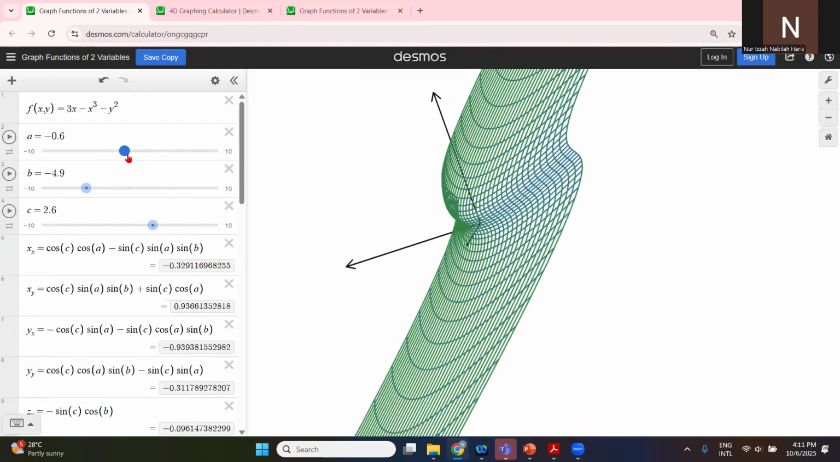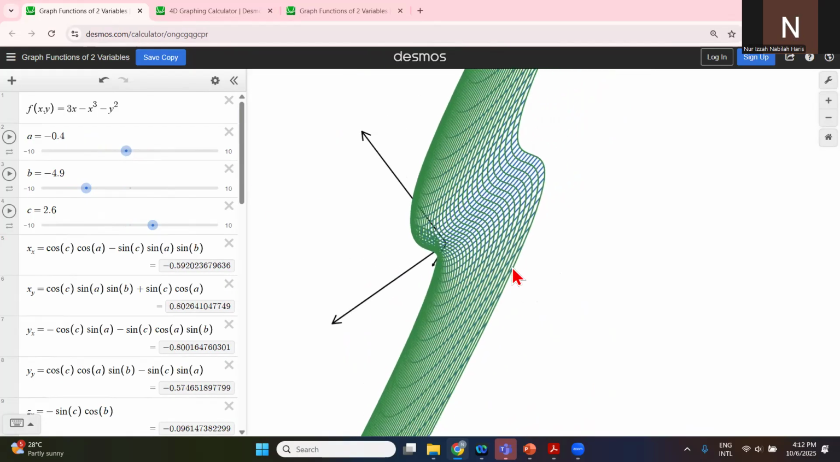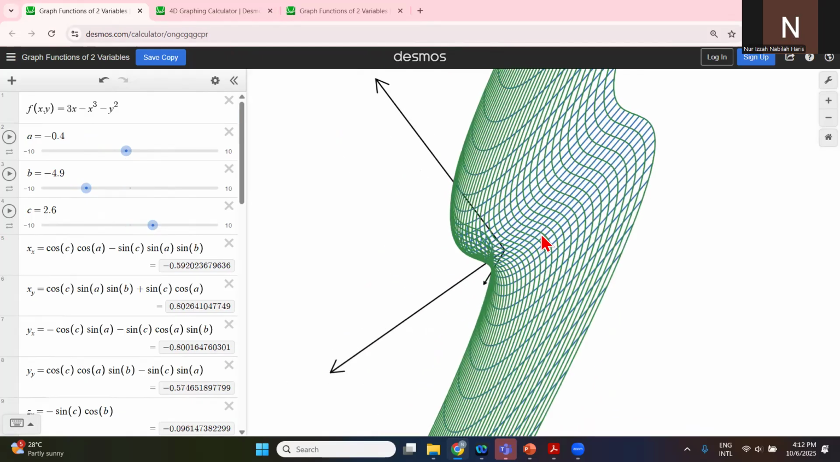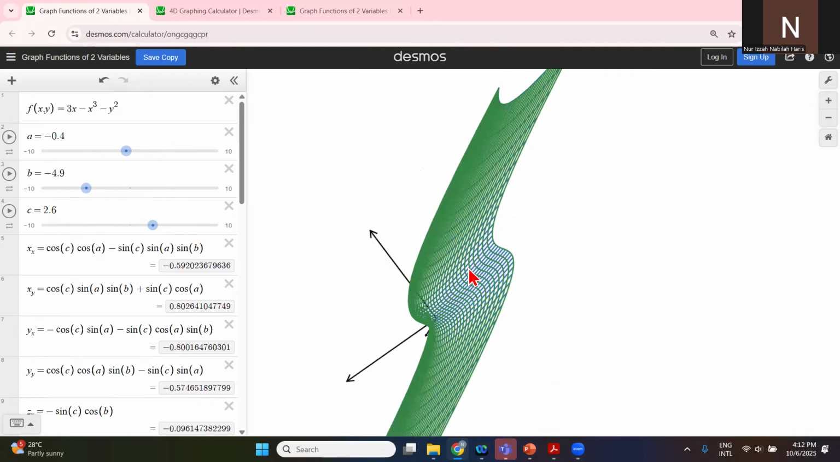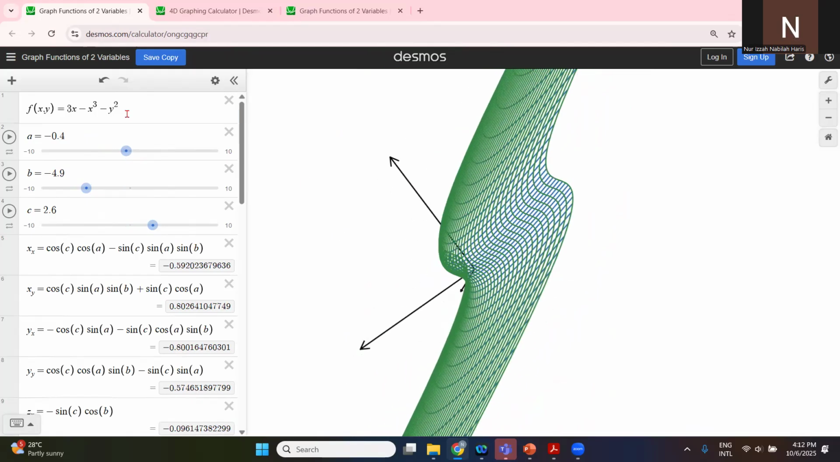So changing the a, b, c helps you to move around, okay? You can zoom in and zoom out to see how the 3D curve shape looks. So this is the shape of this function, which is a function of two variables, x and y. But what if you have more than two variables?